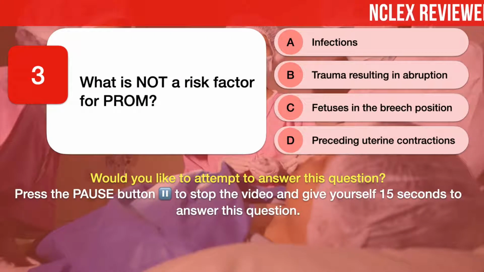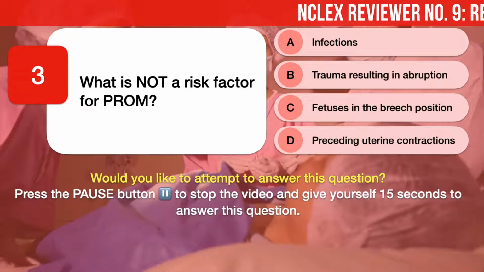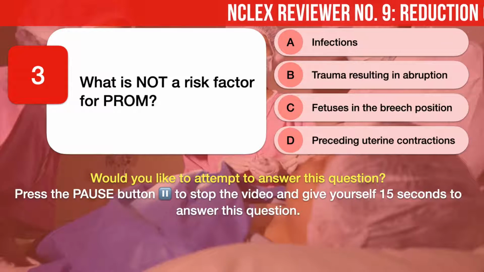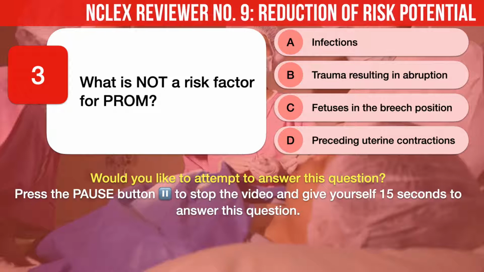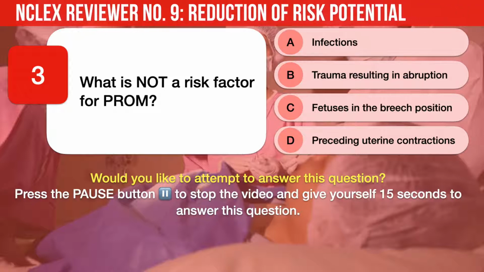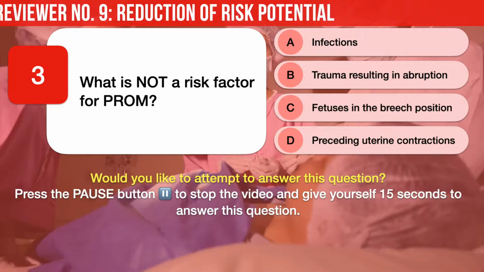Question number 3. What is not a risk factor for PROM? A. Infections. B. Trauma resulting in abruption. C. Fetuses in the breech position. D. Preceding uterine contractions.